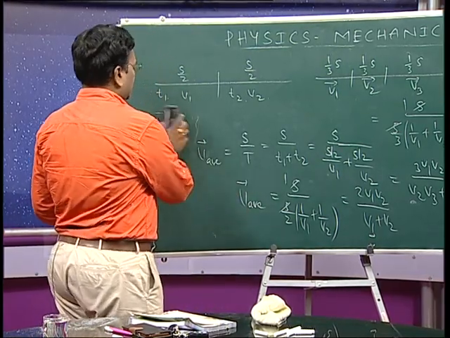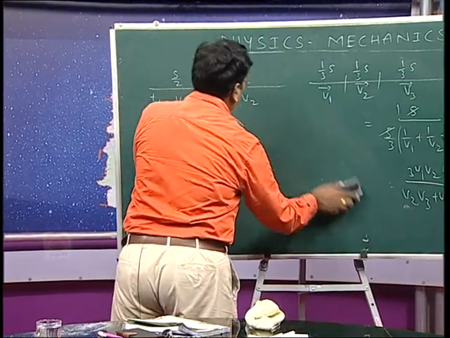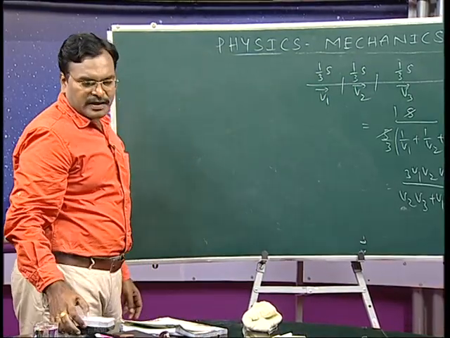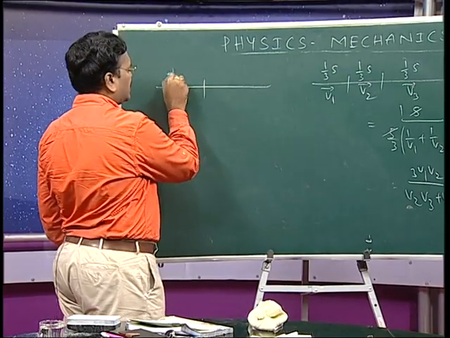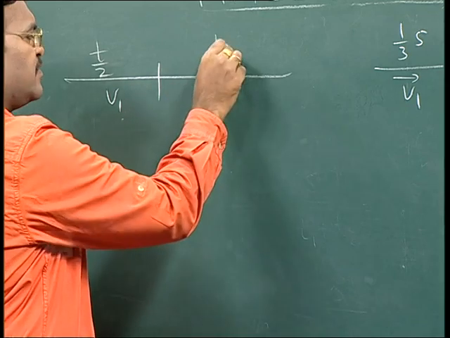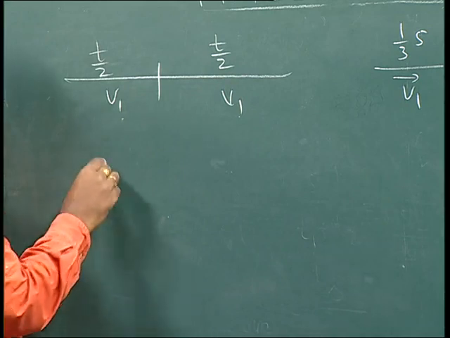Otherwise, here a particle travels half of the time with a velocity V1, and the remaining half of the time with velocity V2. Find the average velocity. How do we calculate it now?